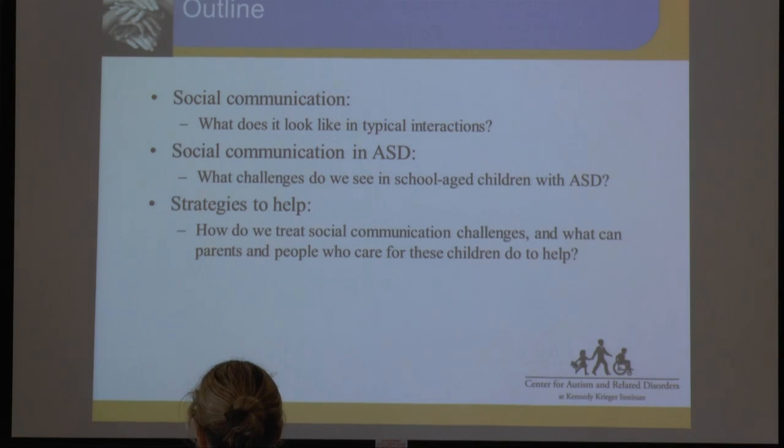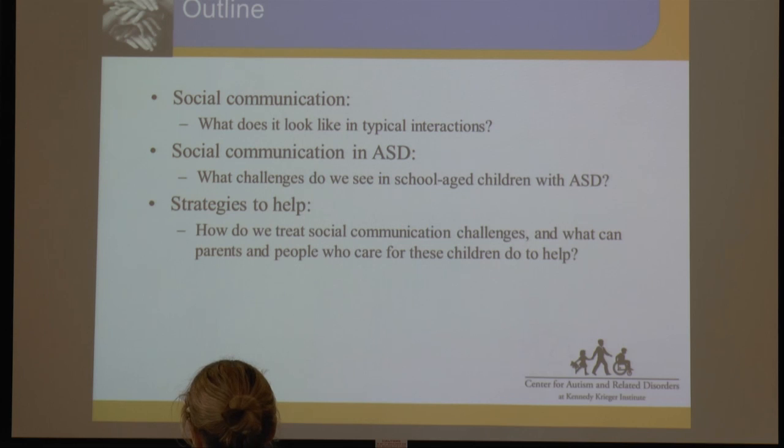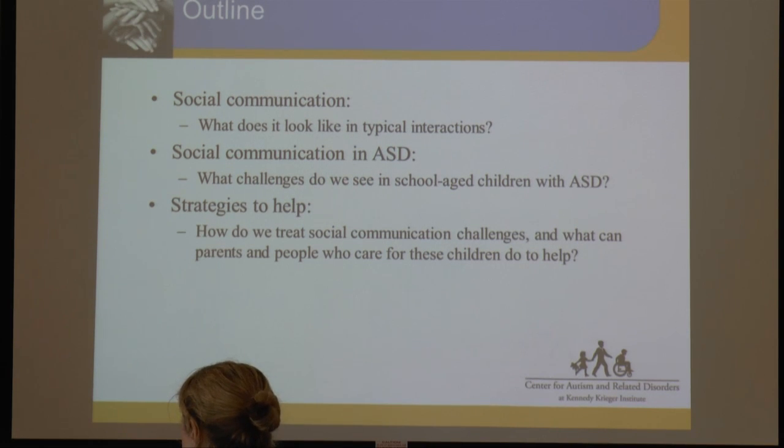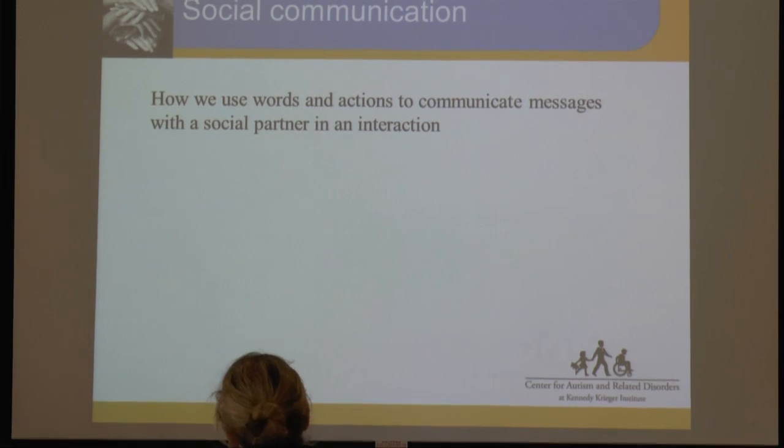So just to give you a little outline of what we're going to talk about today, I'm going to start with some information about social communication and what that looks like in a typical interaction. And then we'll talk about what some of those challenges look like in our kids with autism spectrum disorders. And then we'll finish up today by talking about some strategies that we can use, both in terms of clinical applications and also things that parents and other people who care for these children can do to help them with social communication.